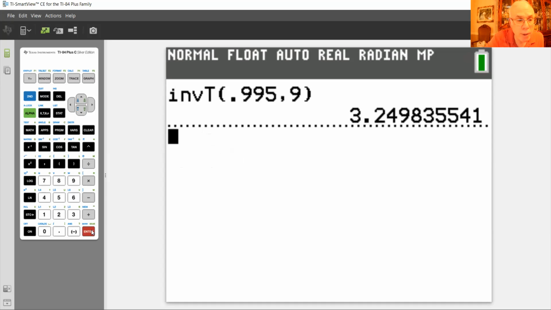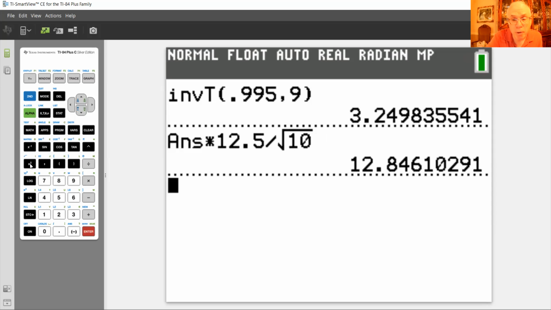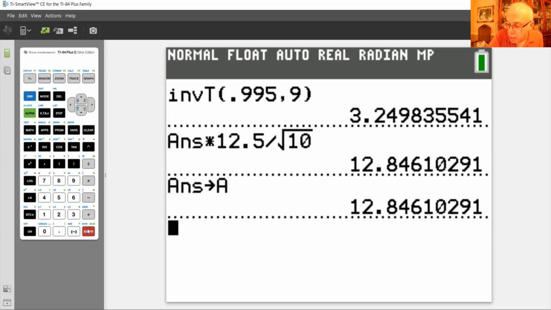Again, I'm going to multiply that by the standard error, which is going to be S, which is 12.5, the sample standard deviation, divided by the square root of the sample size, square root of 10. We use 10, not 9, use 10 here, the sample size. And the 12.846, that is our margin of error. So once again, I'm going to store it in alpha A. And then I'm going to take my sample mean, 461, I believe.